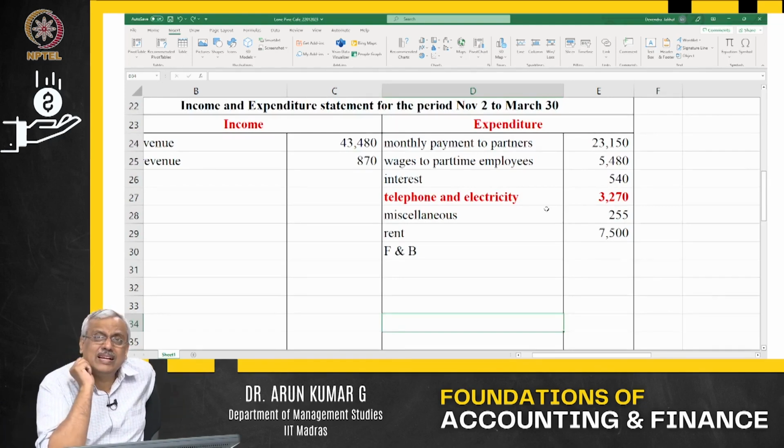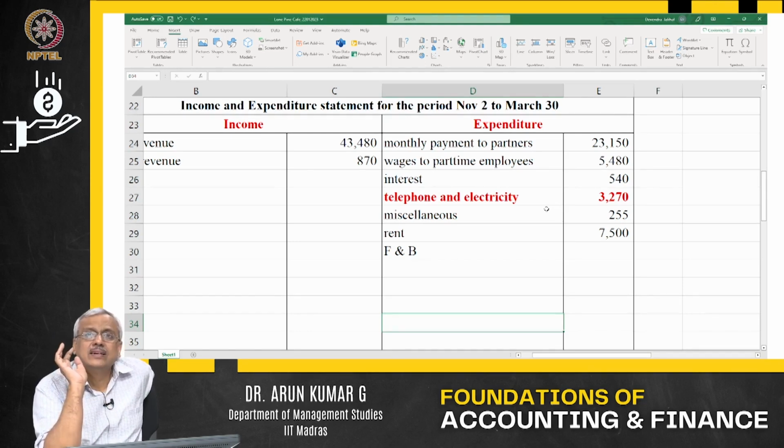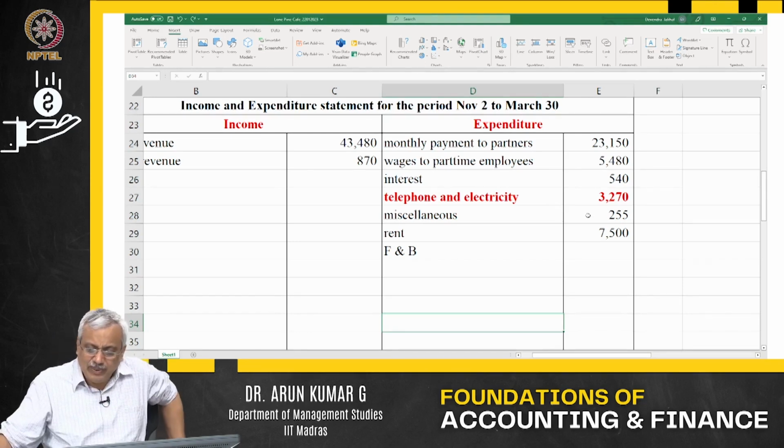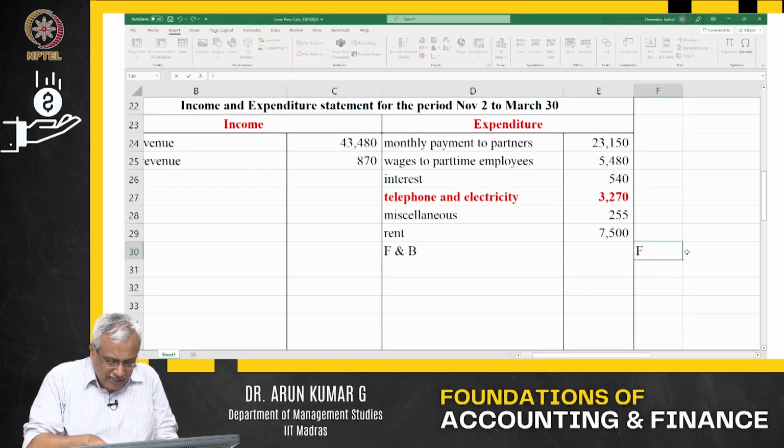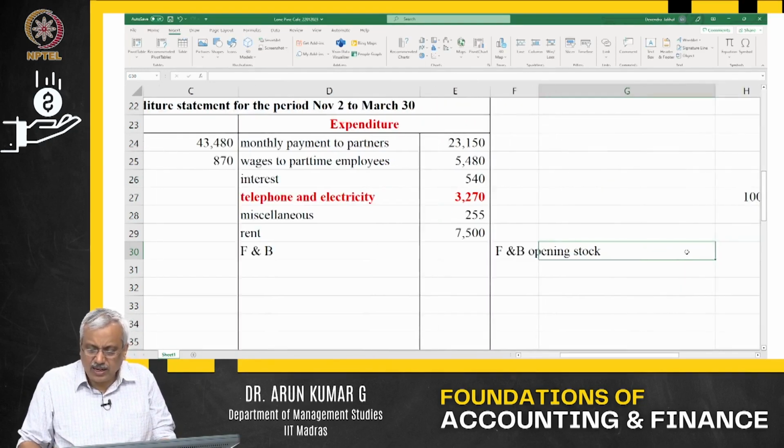Because what does the income expenditure statement say? It says whatever revenue or expenditure has accrued during the specified period. So that is all we will enter. If you look at F&B, I am going to use this column out here, and then what do you call it for writing? F&B opening stock.